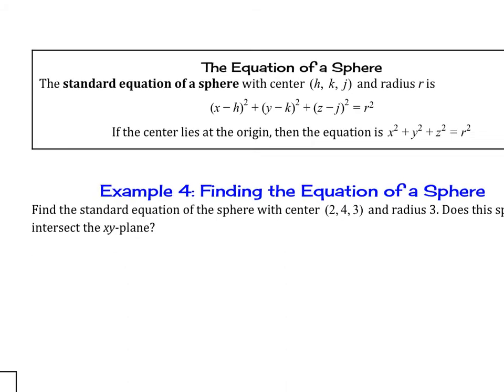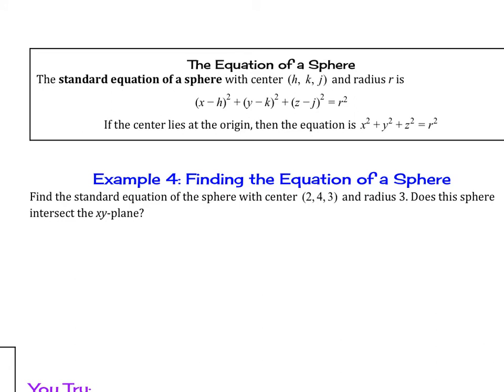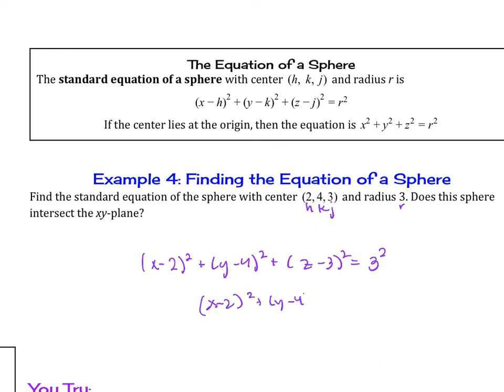We're going to find the standard equation of the sphere with center 2, 4, 3, and radius 3. And so we know that the center is h, k, and j. So h, k, and j. And our radius is 3, so that's r. So let's just plug it in. X minus 2 squared plus y minus 4 squared plus z minus 3 squared equals 3 squared. And of course you can simplify that. So it's x minus 2 squared plus y minus 4 squared plus z minus 3 squared equals 9.